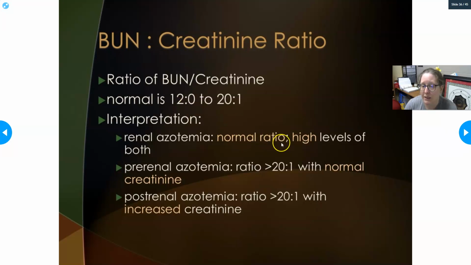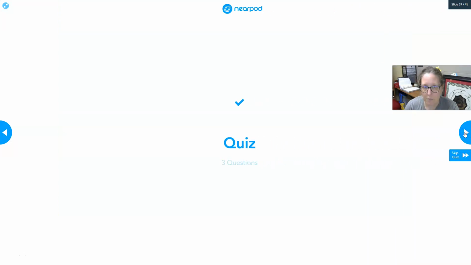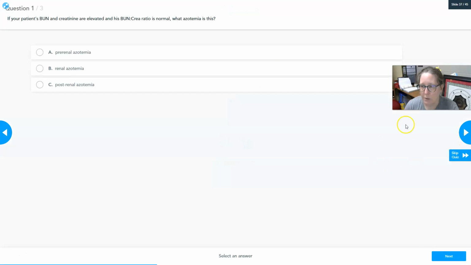So if you get somebody that has a ratio of 10, with high BUN and high creatinine, you're going to be at renal. If it's above 20, you're going to be pre-renal. If it's something like 15 to 20, you're probably going to be more in a post-renal azotemia. Again, there's a variety of interpretations of these. Depending on where you look in the literature, you'll see different cutoffs. It's a guide for physicians to make decisions about what's going on.